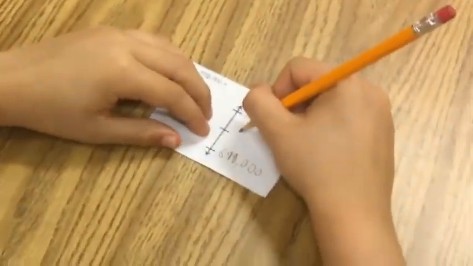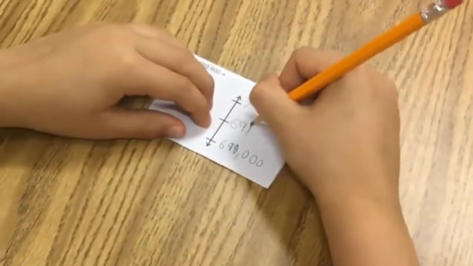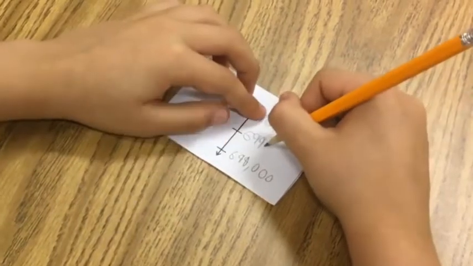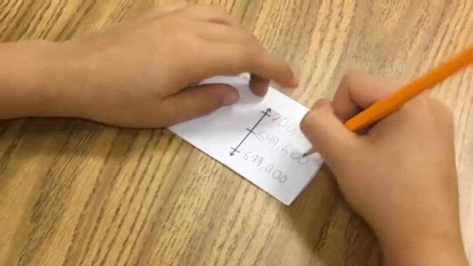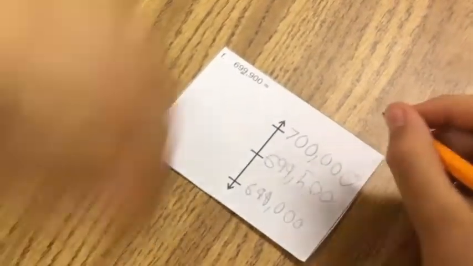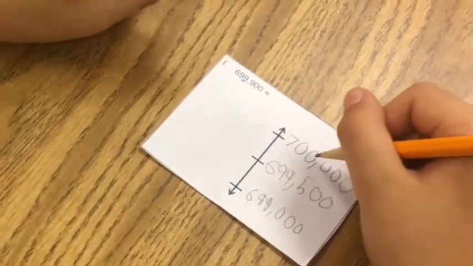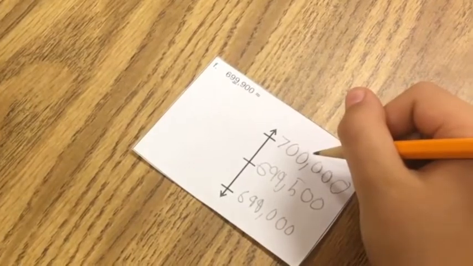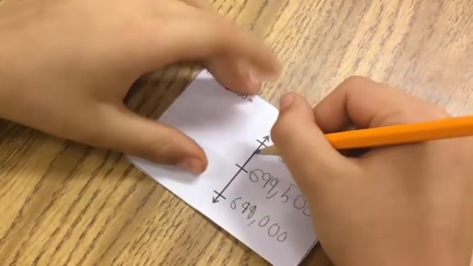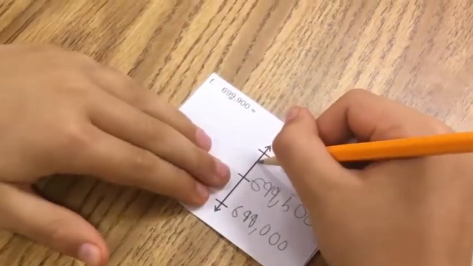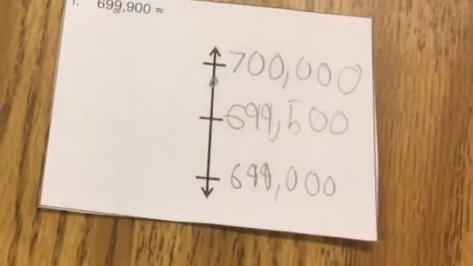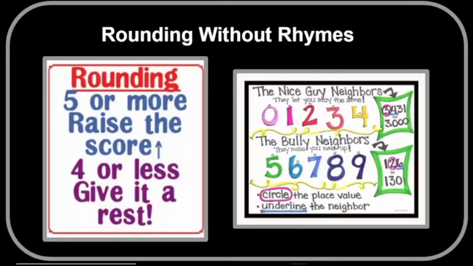And then this other one would be 699,500. Okay, so where would your number be, or go on the number line? It's only 100 away from 700,000, so probably right around here. And it would round to? 700,000. Rounding numbers should result from the use of number sense and not just following a rule or rhyme.